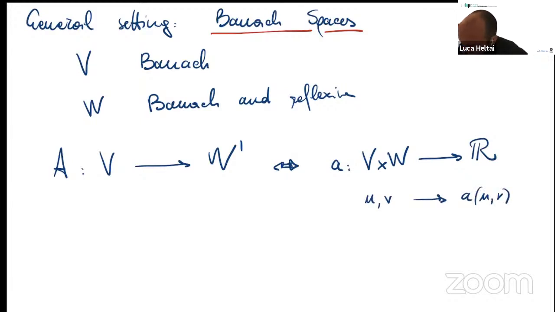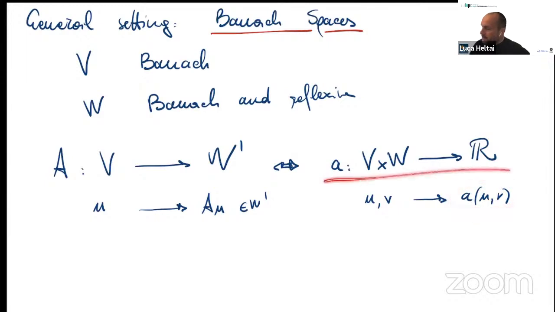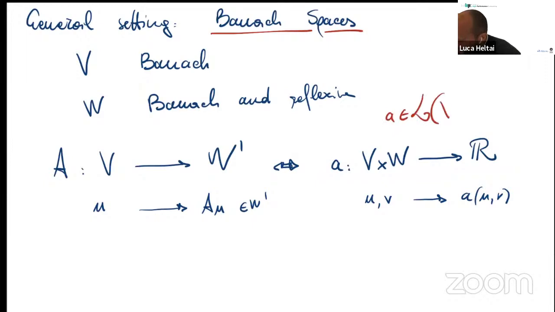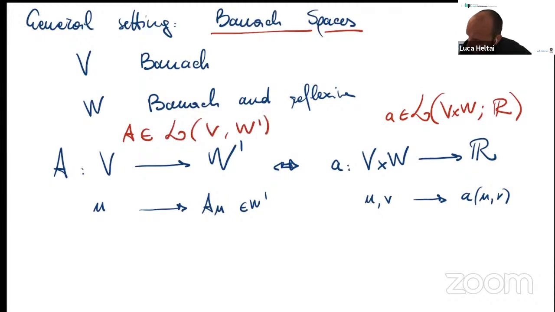And here instead we have an object that to u associates Au in W prime. And the two things are perfectly equivalent because you can always write Au as the bilinear operator little a of u, v by fixing u, and this is a linear operator in v because a is a bilinear operator. So these two guys, a belongs to the bilinear operators on V times W with values in R, while A belongs to the linear operators between V and W prime.